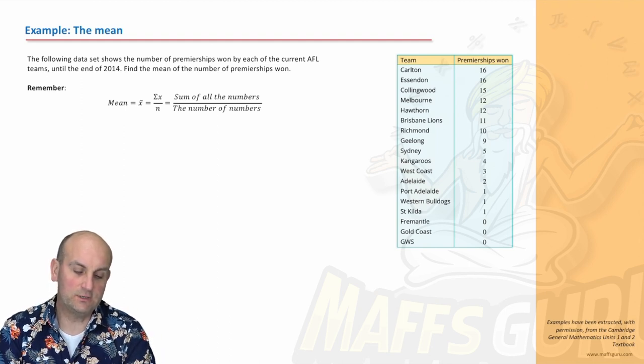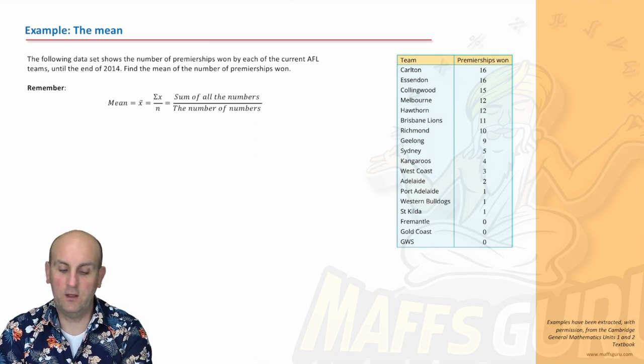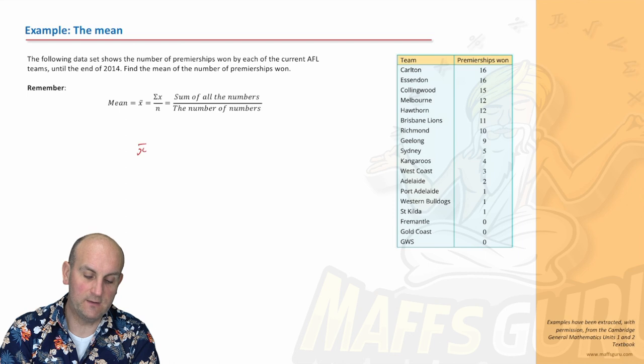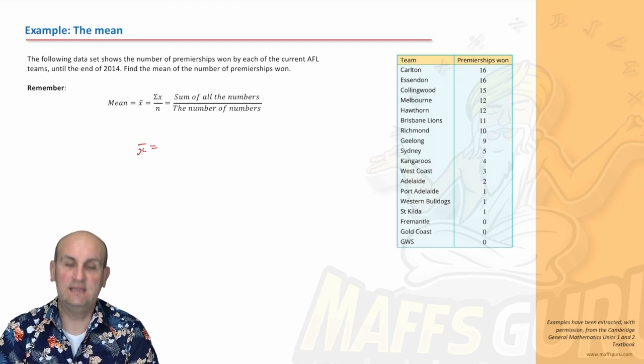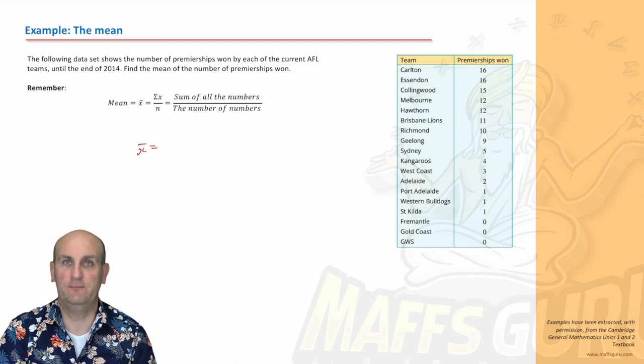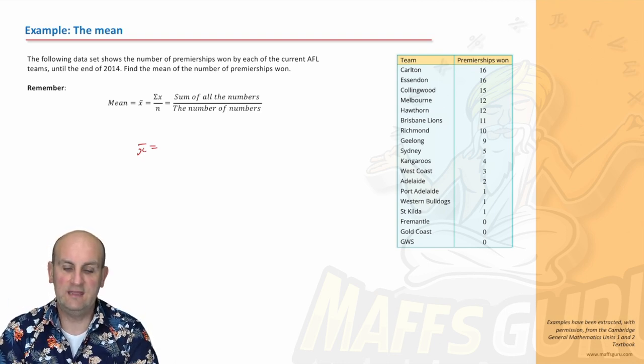So here is an example of our mean. The following data set shows the number of premierships won by each of the current AFL teams until the end of 2014. Find the mean of the number of premierships won. How on earth would we do this? Well, basically the mean is going to be the sum of all my data items. Now there's only one set of numerical data there. We obviously can't add up the team names and find the average team name. That doesn't make any sense. That's categorical data. When it's got words in it, we can't find the average team name. What would that even mean? But we can find the average number of premierships won because that's numerical data.